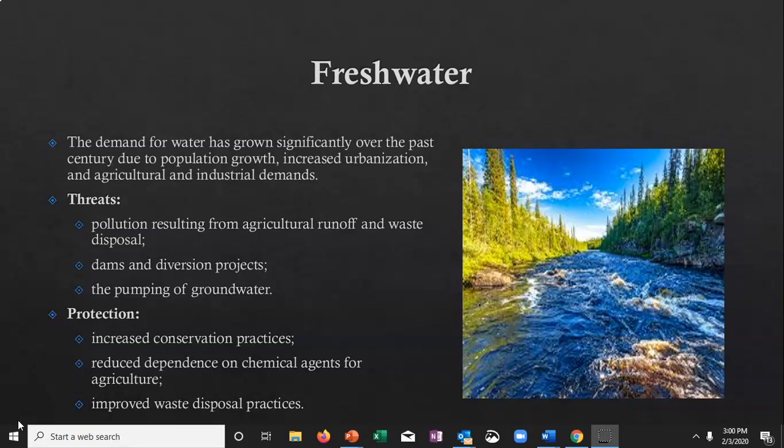So there's different ways we can protect our freshwater resources, basically conserving our water, making sure we're not wasting it, and also reducing dependence on chemical agents for agriculture. So going in that organic direction is really going to help not just the soil, but also our water.